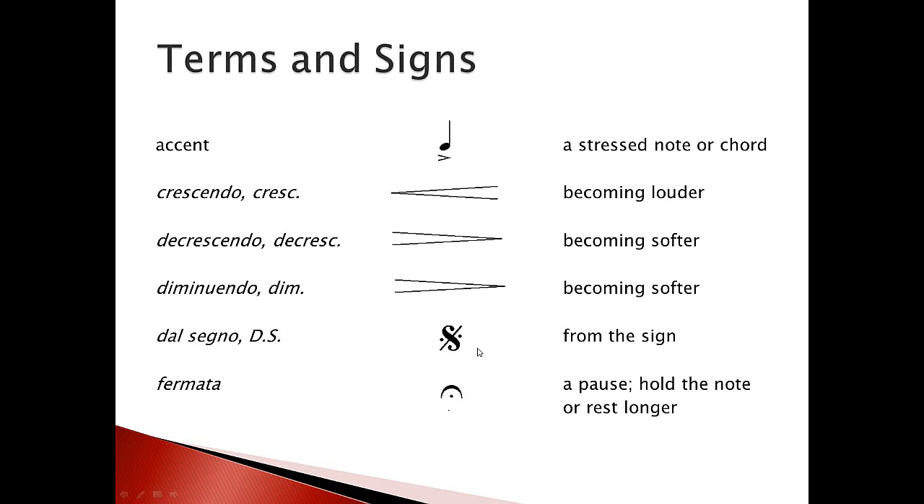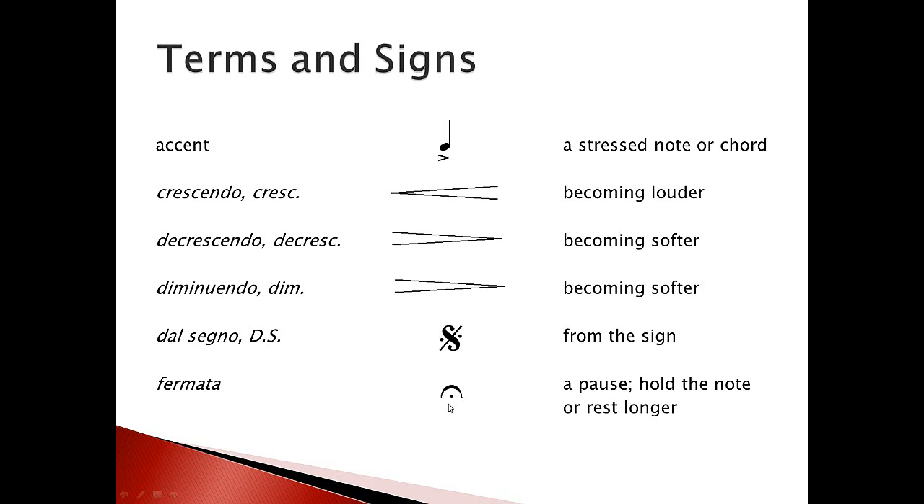Dal segno means from the sign. Sometimes you'll see this sign in music, or you'll see at the end it'll say, go back to the beginning and play from the sign. So you go and you find the sign and you play. Instead of the beginning, go back and look for the sign and repeat from the sign. It's a sign they put in the music where you can return to and then repeat from there.